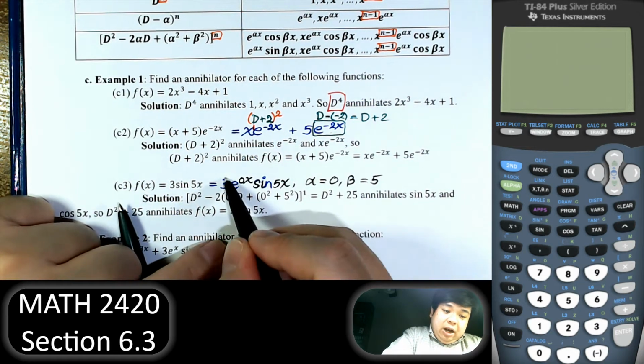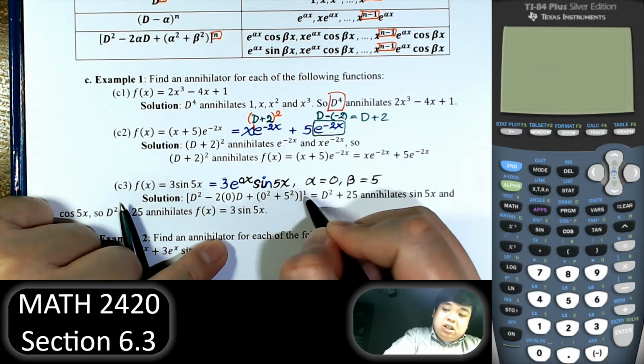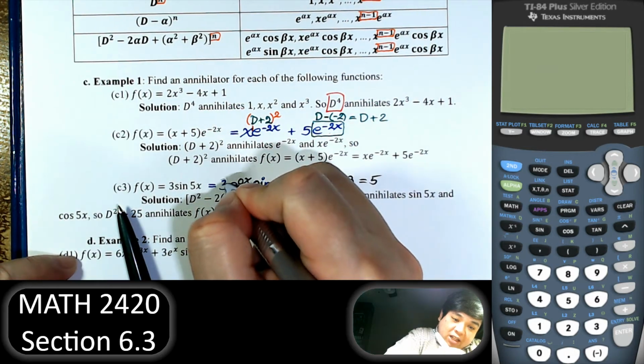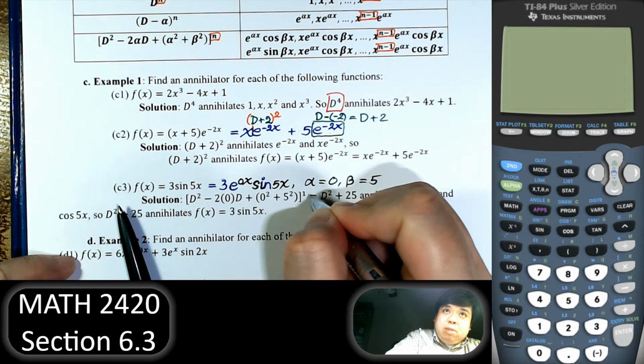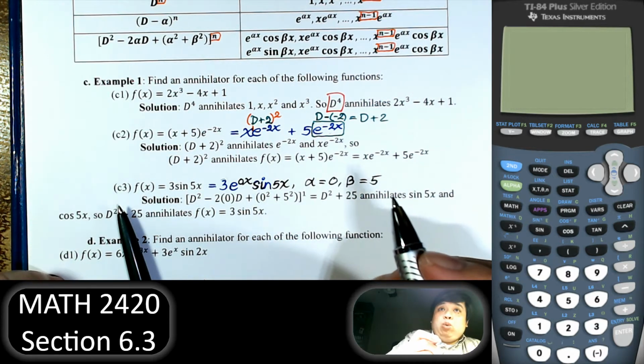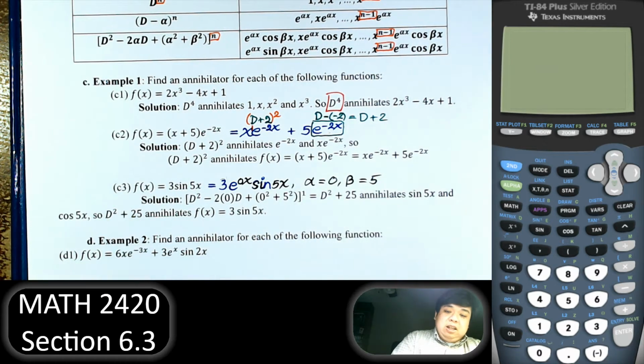By the way, in front here we do not have any power of x, so this is to the first power. If we had an x here to the first power, then we would have to increase the power by 1. Right, but we don't. So that's to the first power, and d² + 25 is the annihilator of that. Right, let's look at this example.